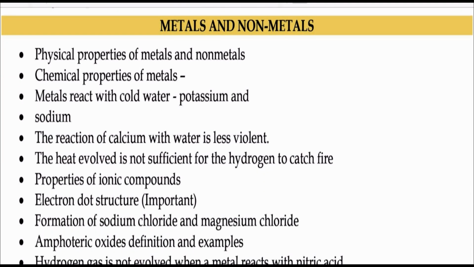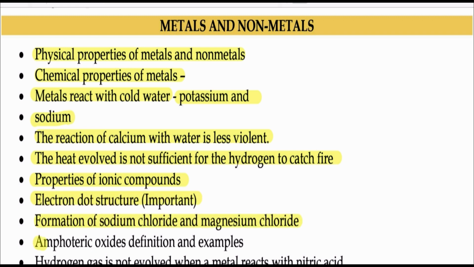Physical properties of metals and non-metals. Chemical properties of metals. Metals react with cold water, potassium and sodium. The reaction of calcium with water is less violent. The heat evolved is not sufficient for the hydrogen to catch fire. Properties of ionic compounds. Electron dot structure. Formation of sodium chloride and magnesium chloride.